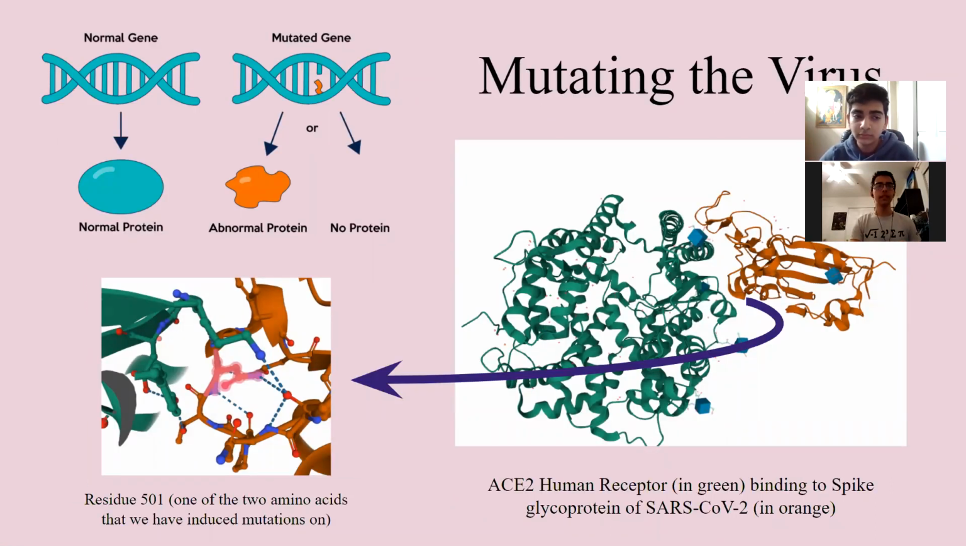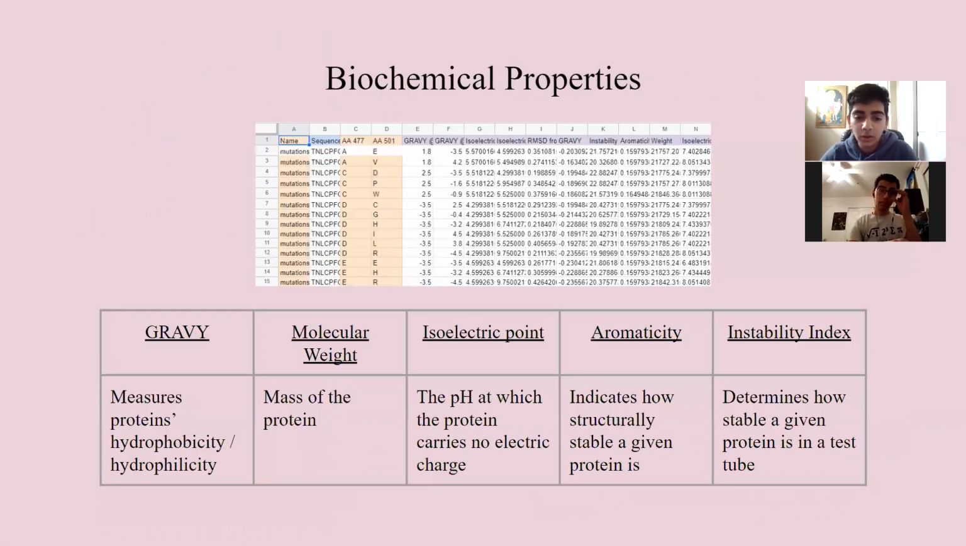To do this, we take an experimental model of the SARS-CoV-2 spike protein, that is, the protein used by the virus to infect a host, and we simulate mutations at two locations in the protein that are known to be most important for binding to the human host cell. In order to train our machine learning model, we calculate biochemical properties for each of the mutated sequences, which the model will use to predict binding affinity.